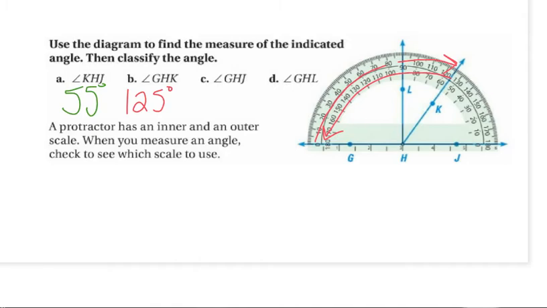Alright, so we already said that letter A was 55 degrees for that angle. Letter B was 125, so that was an acute and an obtuse angle. Your letter C ends up being a straight angle, so 180 degrees. And letter D is our right angle, so it came out right at 90 degrees.